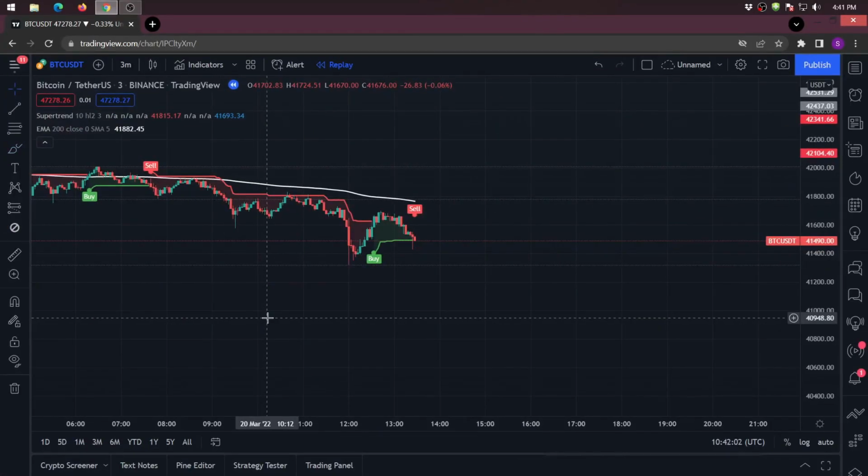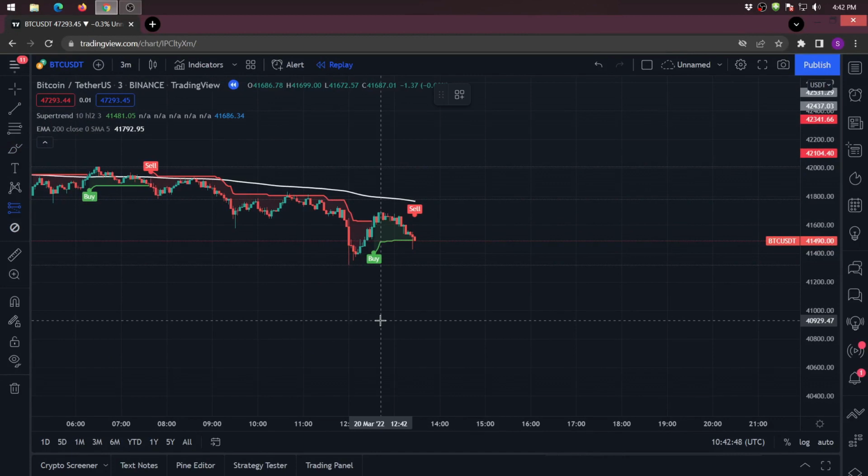So let's go with a short position. In this chart, the price is below the 200 EMA and we get the sell signal from Supertrend.